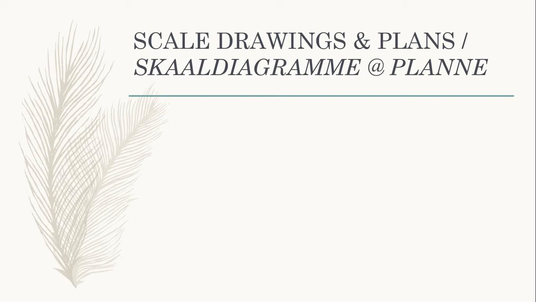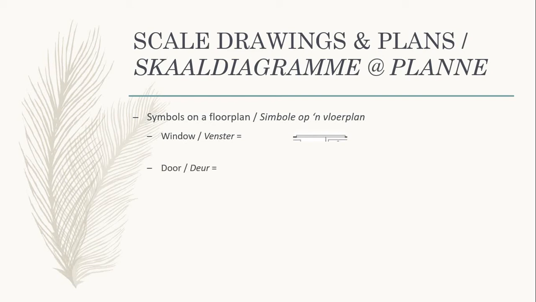But we need to know what type of symbols there is on a floor plan. The first one that we know is the window, and this is indicated by a double line that's on the outer edge of a wall. It looks like a small rectangular box. Next up, we will have our door. The door is indicated by a quarter of a circle with the dotted lines. The dotted lines also indicate the direction in which the door will open.